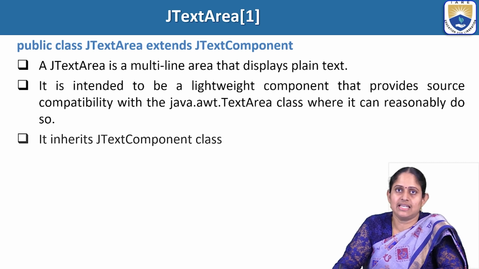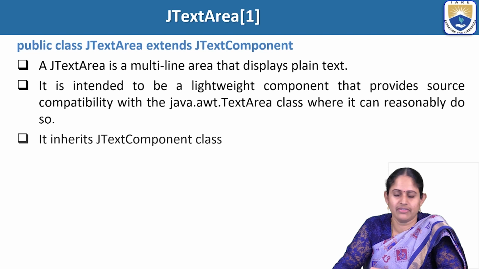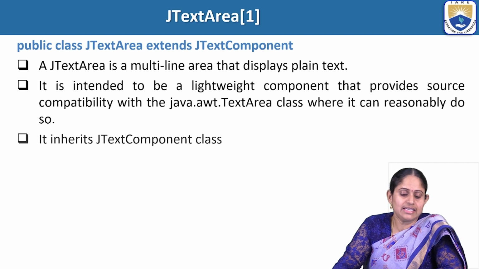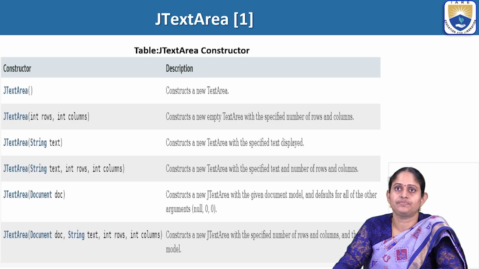Next is the JTextArea. This text area is a multi-line area that displays plain text. It is intended to be a lightweight component that provides source compatibility with Java's AWT TextArea class, where it can reasonably do so, and it inherits the JTextComponent class.